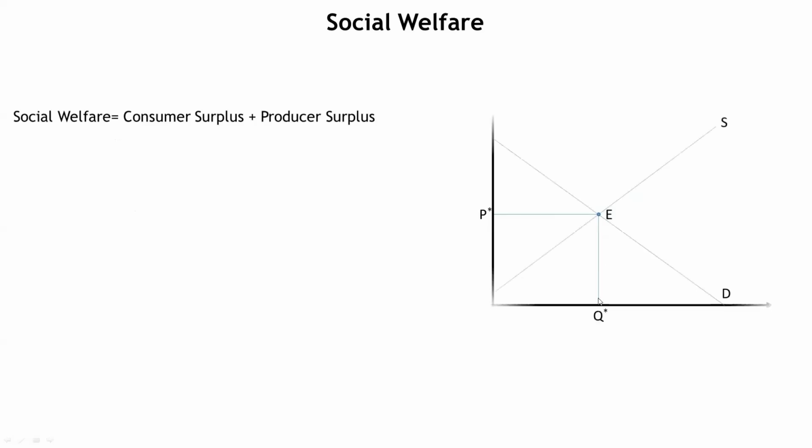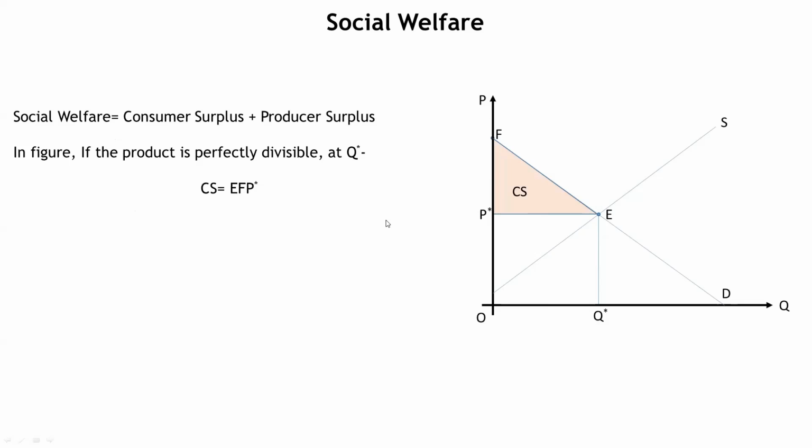Assuming a perfectly competitive market, social welfare is the sum of consumer surplus and producer surplus. In the figure, for market clearing quantity Q star, market clearing price is P star. As we discussed, consumer surplus is the area between the demand curve and price line. That is the area of the triangle EFP star. On the other hand, producer surplus is the area between the supply curve and price line. That is, producer surplus is the area of the triangle EGP star.